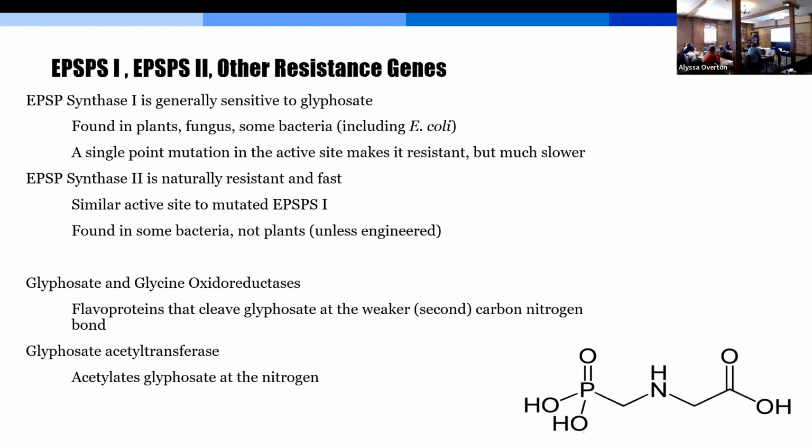Additionally, if an organism needs to use the shikimate pathway and is exposed to glyphosate, it can be resistant through glyphosate oxidoreductases. These are flavoproteins that cleave glyphosate right there, again creating that AMPA that we mentioned earlier that could be somewhat toxic. That renders it, well, maybe more toxic to us, but it is no longer toxic to the shikimate pathway. Or glyphosate acetyltransferases acetylate the nitrogen right there.